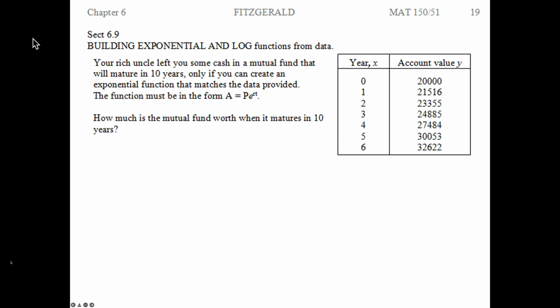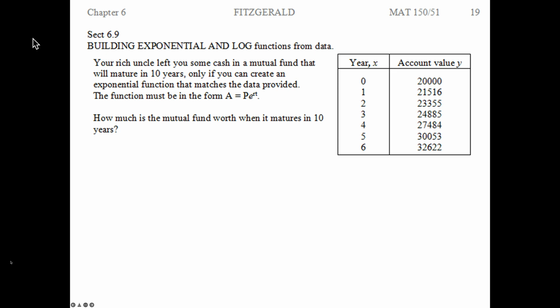Time for the last section, chapter 6, 6.9. We're going to be looking at building exponential and log functions from data. So we're going to actually do exponential regressions and log regressions like we did back in chapter 4 with our linear and quadratic regressions.